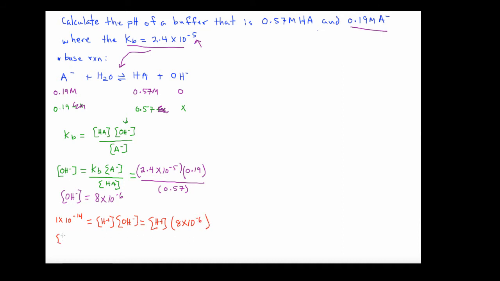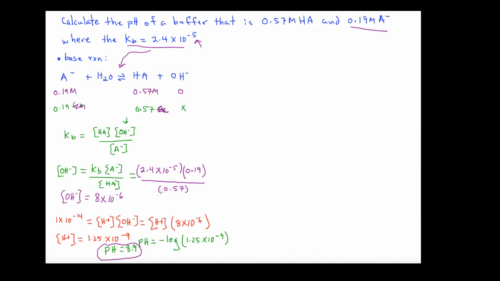So solving this out, my H plus is going to be equal to 1.25 times 10 to the minus 9th. Remember, to find the pH is going to be equal to minus the log, and then we insert the concentration of the hydronium. So the pH of this buffer is equal to 8.9. All right, and let me just highlight that. I'm going to circle it here.